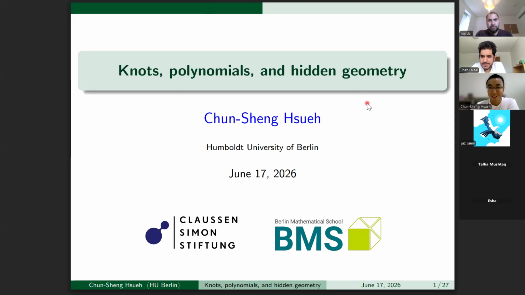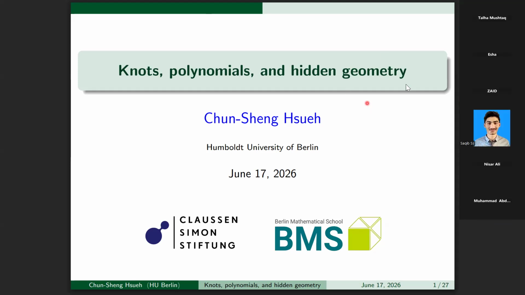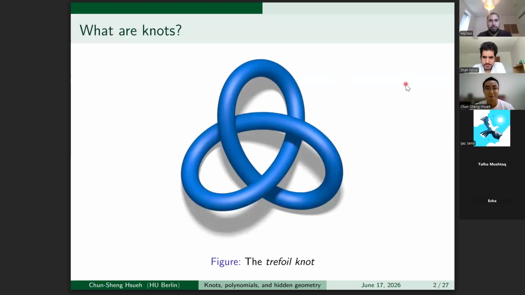So I'm going to give a very brief overview, an introduction to the topic of knot theory. Actually, I work more in, as Shah said, low-dimensional topology. So that also involves three-manifolds, four-manifolds, and also knots and surfaces embedded in such objects. Okay, so let's start with what I'm supposed to talk about.